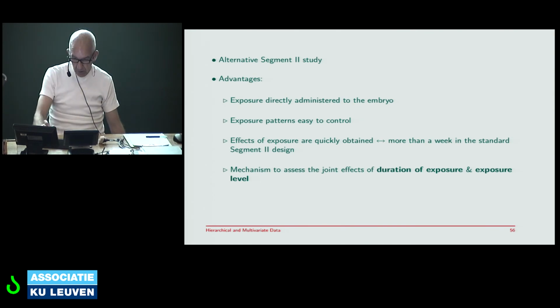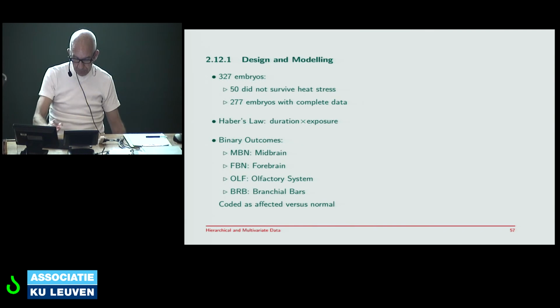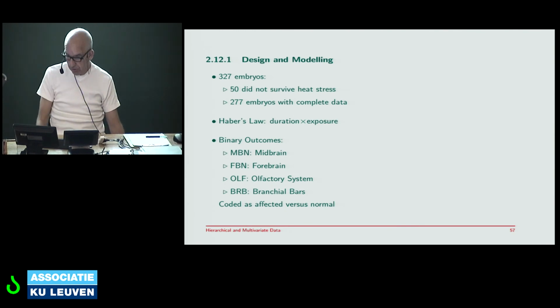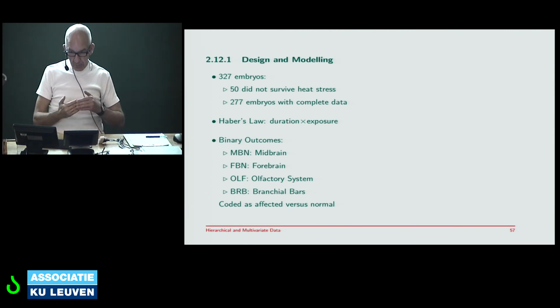Okay, good. So the design is we have 327 embryos, and like is not uncommon in studies of this type, the experiment itself provokes stress, so 50 do not survive the heat stress, which in itself is not a failure of the experiment, it's an important outcome, it's an important piece of information. 277 have complete data. And I will come to that.